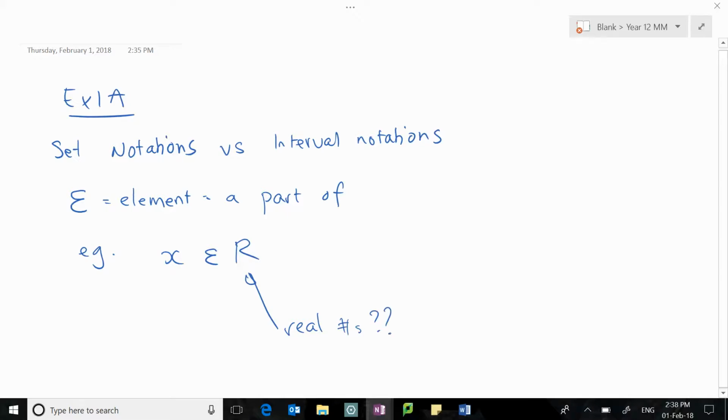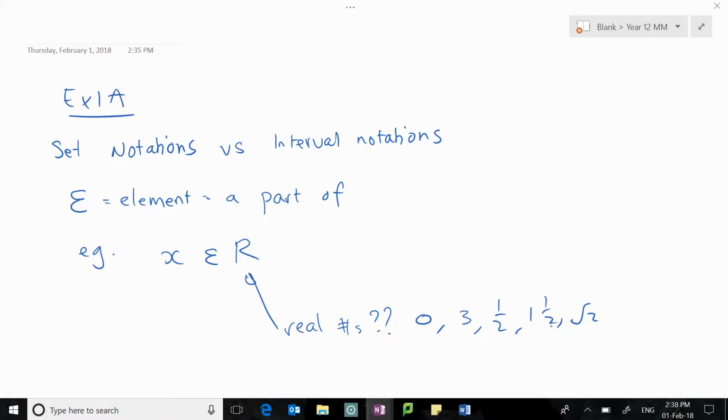Integers, whole numbers, yes? Fantastic. Any number that you can think of. Okay, so 0, positive integers like 3, half, 1.5, root 2, any number that you can think of, that's called a real number. So we've just looked at a set notation. Then what's an interval notation?